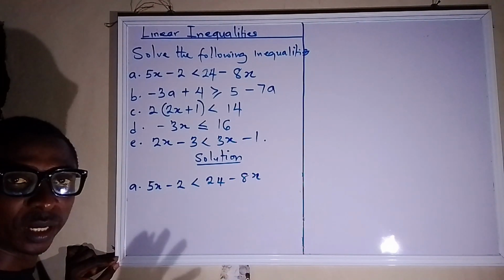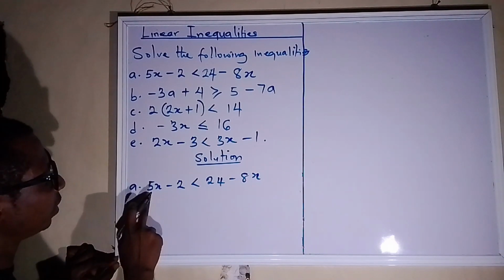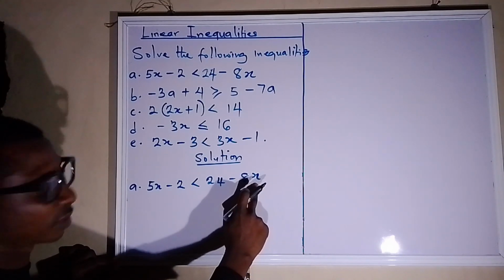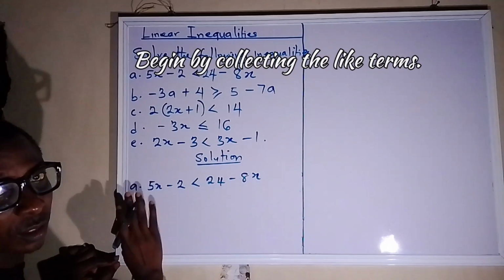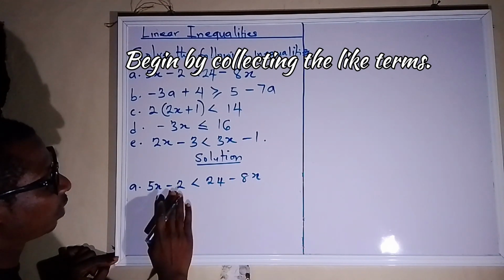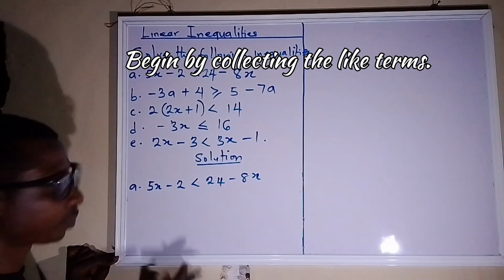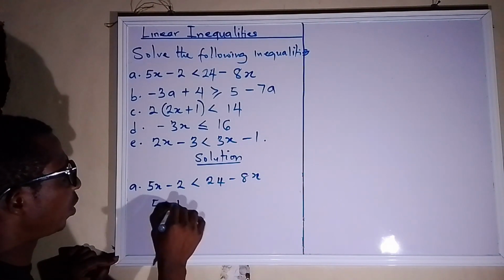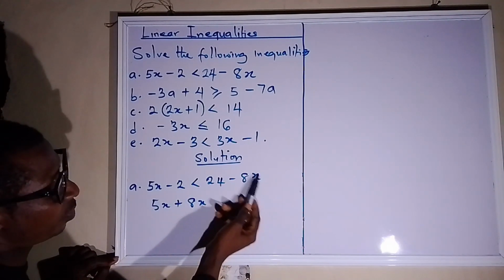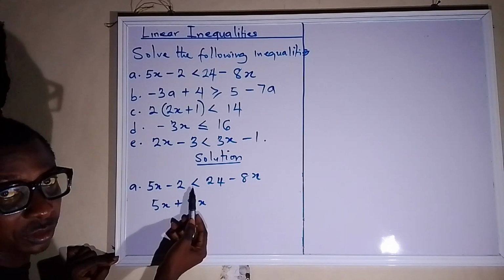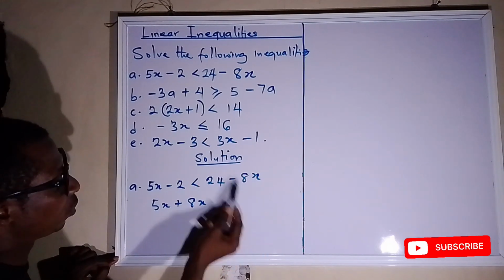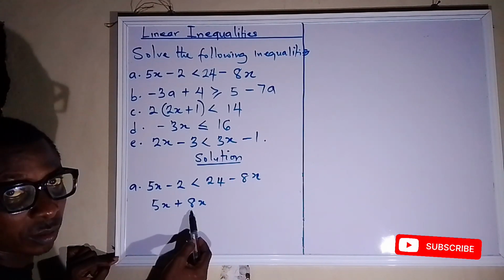Now the first thing is to collect the like terms. When you look at this, 5x and minus 8x are of the same term, so I have to bring them together. Let me put them on the left hand side of the inequality, and those that don't have x on the right hand side. So we have 5x plus 8x. Whenever a number crosses this bridge, the sign changes. What we have here is minus 8x, so when it comes to this side, the sign changes to plus.